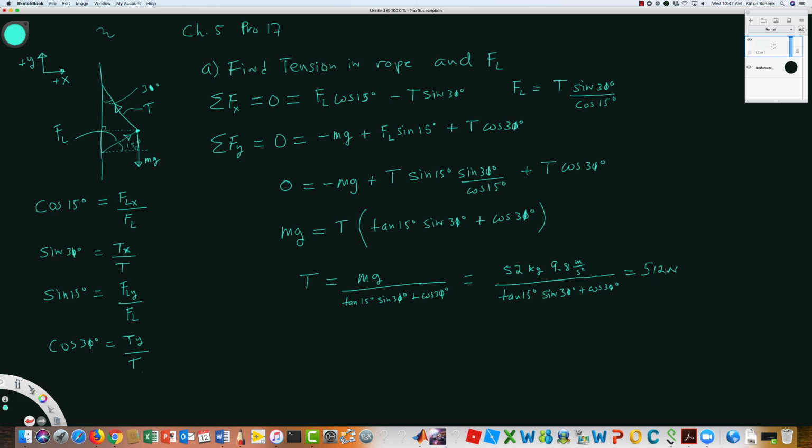Okay, so now we have that, and notice that we also now know FL because all we have to do is plug in because we have the tension, right? So let's do that. So we have FL is equal to T, which is 512 newtons, times the sine of 31 degrees over the cosine of 15 degrees. Okay, so that gives us 273 newtons.